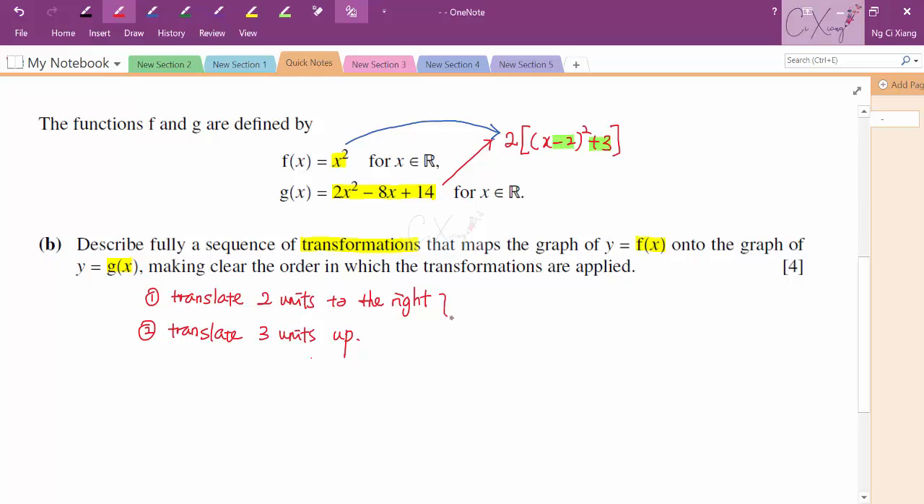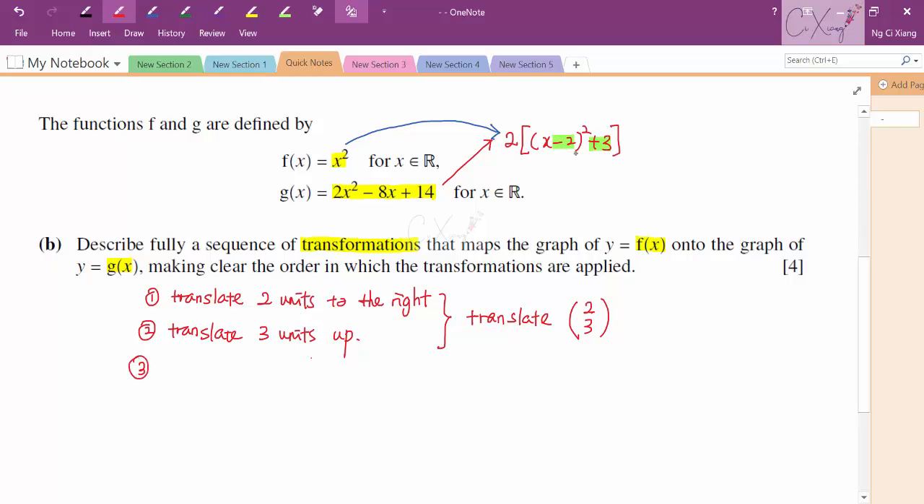Okay, and some of us will write it in another way, in this form: translate (2, 3). Also can, because the 2 means 2 units to the right, and 3 means 3 units up. All right, so you can either write it in this form or separate it into 2 different transformations.